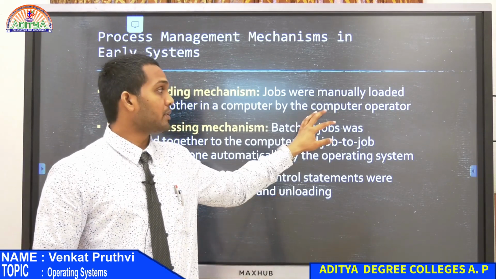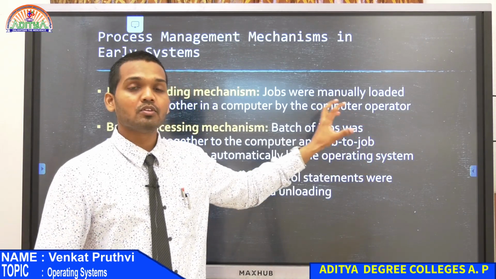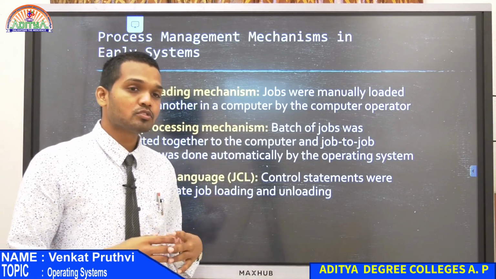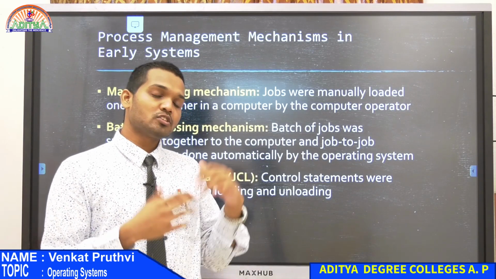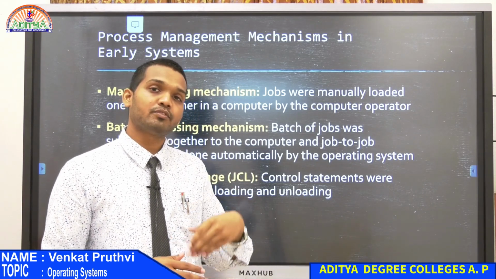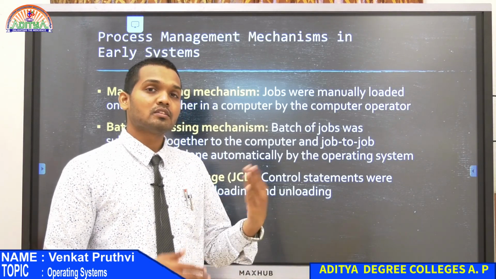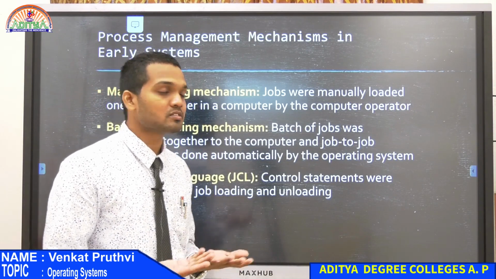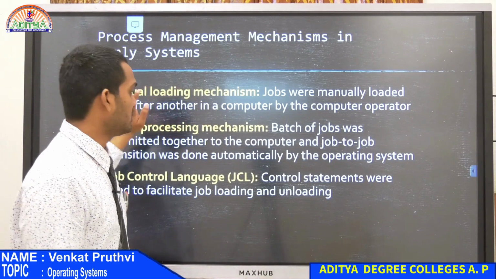But there was a computer operator, a human being, who used to operate the jobs one after the other. He used to send inputs to the computer for one job. Once that job was done, he or she used to give the input for another task. Once that task was done, they would give the input for the third one. The same way they used to change the jobs one after the other after each process was done. That was the first kind of mechanism, called the manual loading mechanism.